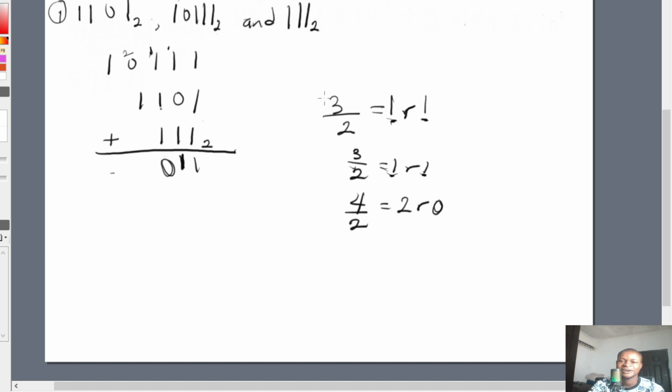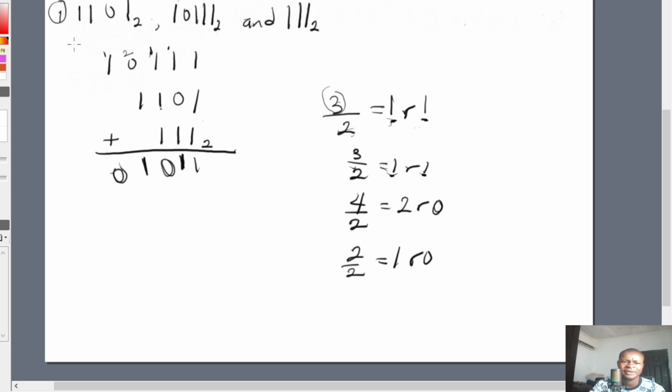You can see I have 3 again. So let me use this one. 3 divided by the base will still give me 1, remainder 1. So I have the remainder here, which is 1, and this 1 is transferred here, and I have 1 plus 1, which is 2. It's still the same as the base, which means we cannot write it. So we must follow the procedure. 2 divided by 2 is 1, remainder 0. So I put my remainder here, which is 0.